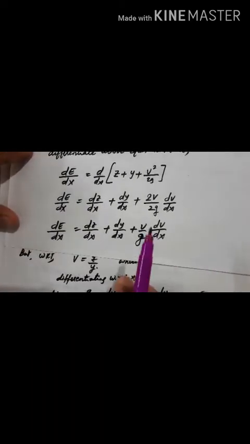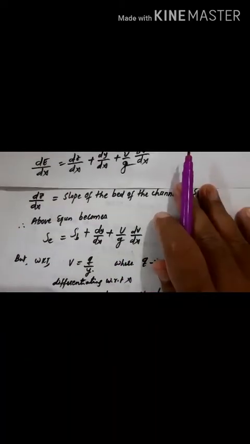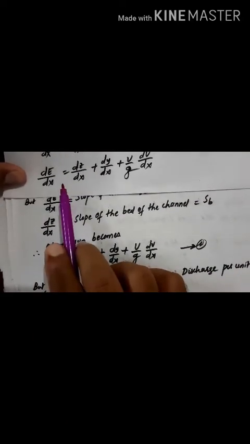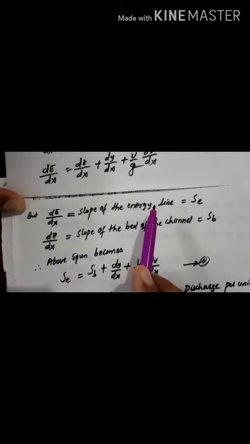Then further, finally we have got this one. Look at this equation: dE by dx is equal to dZ by dx plus dY by dx plus V by g into dV by dx. Then in the above equation, what is dE by dx? dE by dx is nothing but the slope of the energy line.